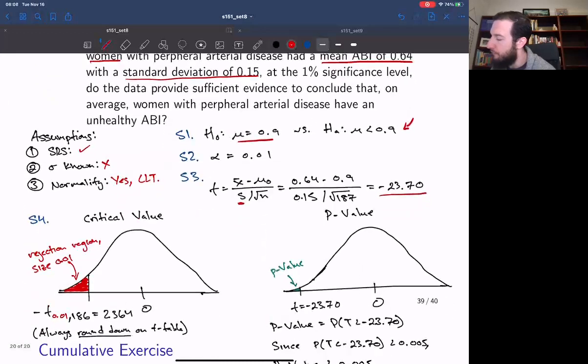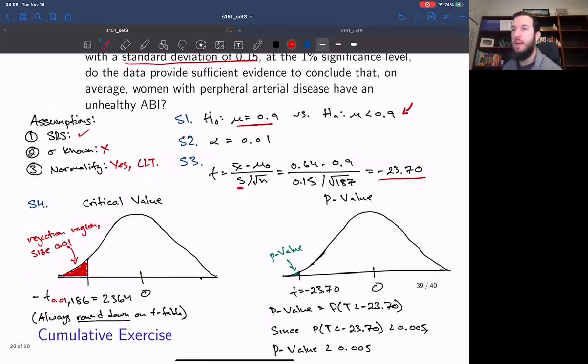Okay, on step four, we can take either the critical value approach or the p-value approach. They're going to give the exact same solution. You don't need to do both. There are two ways of accomplishing the same goal, which is making a decision about the null hypothesis.